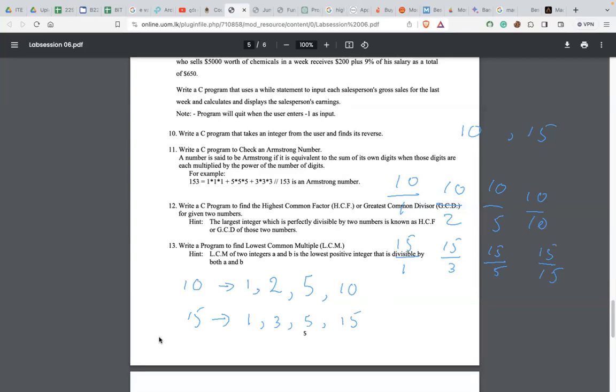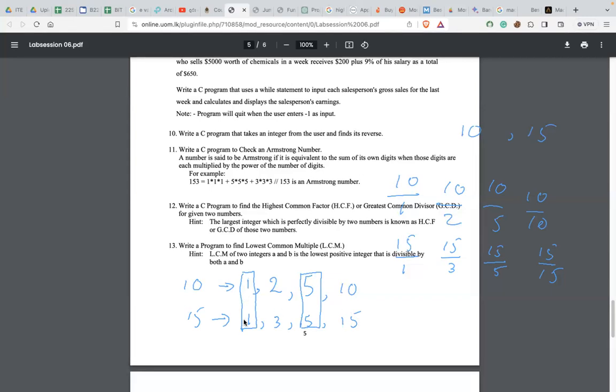Okay, now the question asks to find the common factors. Let's forget about this highest part. What are the common factors? Here we can identify 1 is a common factor of both numbers. And 5 is another common factor. 2 is not a common factor because there is no 2 available. 3 is not a common factor because 3 is not available in the upper part. 15 is not a common factor because it is not available in the upper part. 10 also not a common factor. It is not in the below.